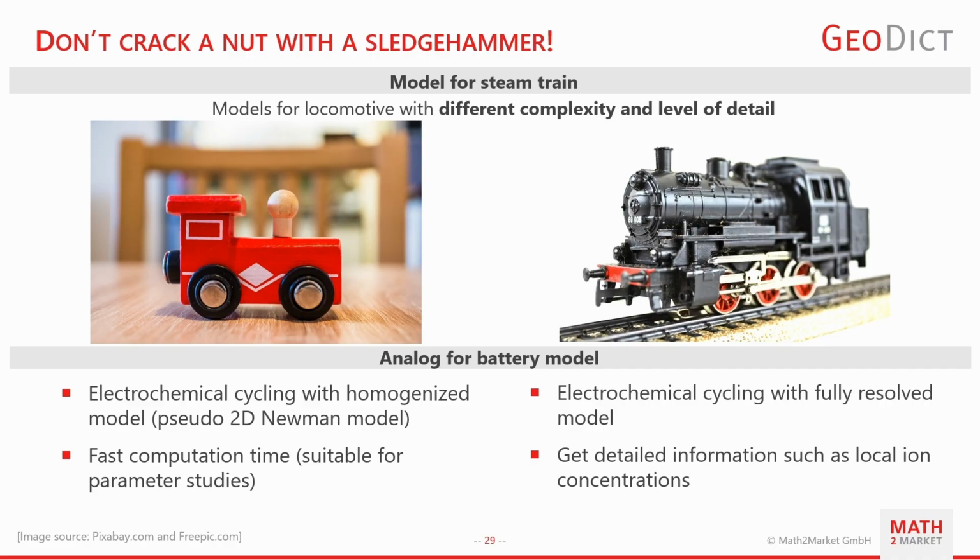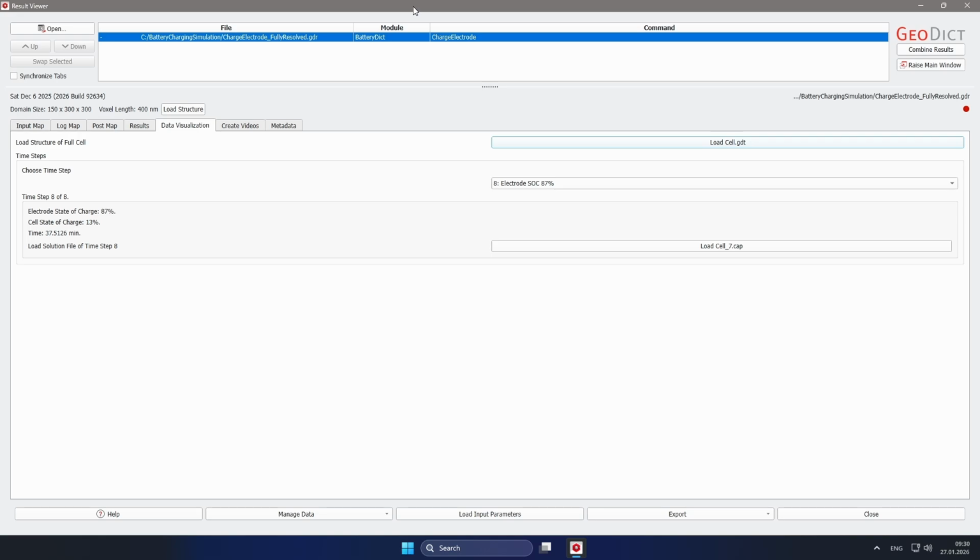BatteryDict also provides the fully resolved model as already seen, and this gives you a very detailed insight into the processes of the battery, for example, local ion concentration during charging. We have now already performed a fully resolved simulation, represented by the Märklin train on the right. For a comparison, we also run a homogenized simulation on our cathode.